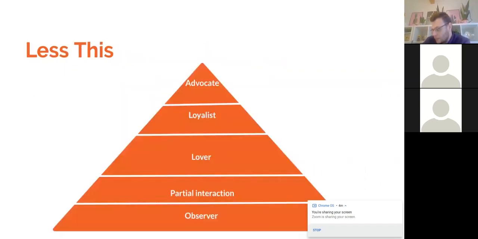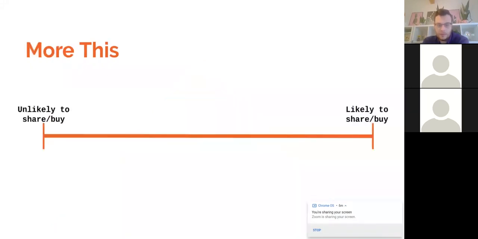So this is what I'm saying. This is the typical pyramid you normally see from observer to advocate. I think it's very easy to look at them as segments and to market to each of these segments differently, which is great. But I tend to look at it more like this. You can lie anywhere on this scale, and it's fluid. People will go from unlikely to buy to likely to buy, and the aim of this is really to get people to be on the right hand side of that.